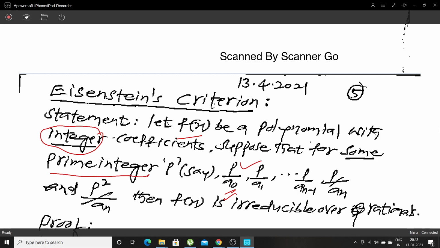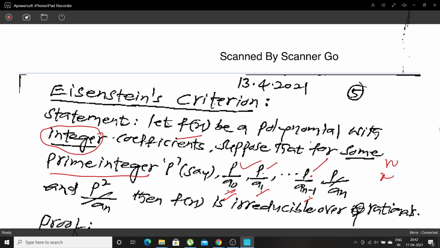P will divide the coefficient of x, that is a1, and so on. Listen to my words carefully, P will divide what? The x to the power n minus 1 coefficient, that is an minus 1. But P will not divide the coefficient of x to the power n, that is an. P divides a0, P divides a1, P divides an minus 1, but P does not divide an.